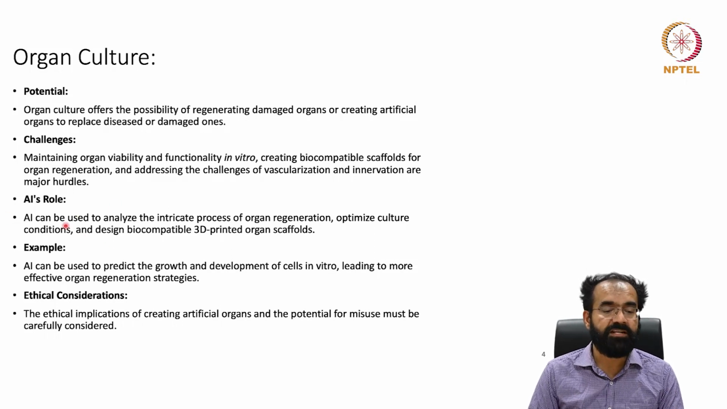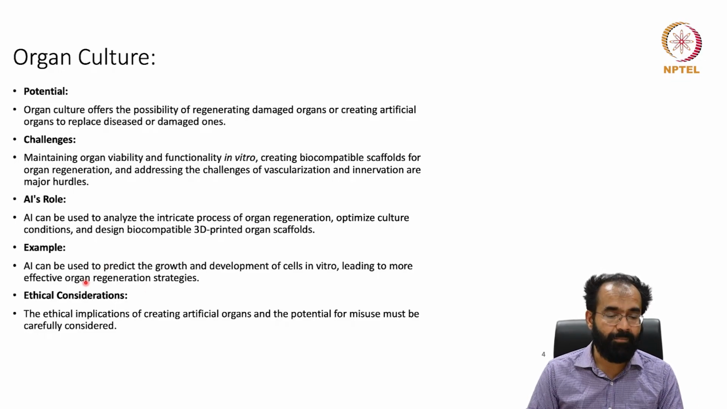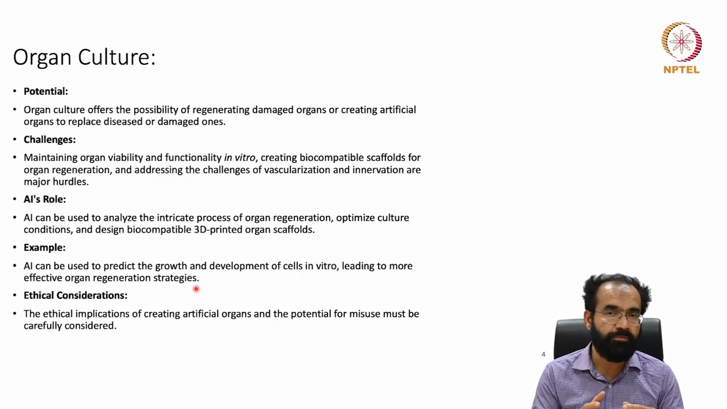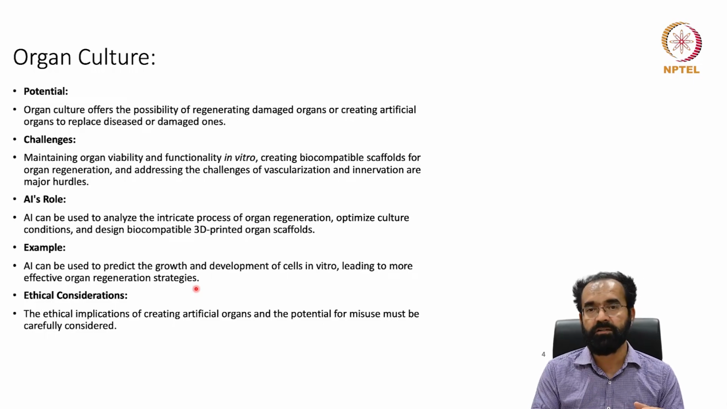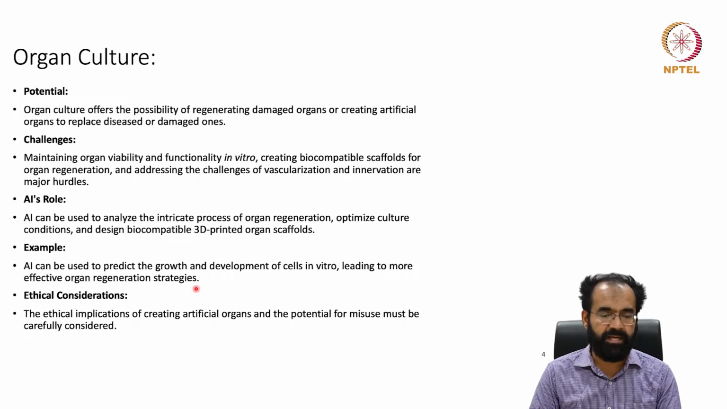And here also artificial intelligence plays a major role. AI can be used to analyze intricate processes of organ regeneration, optimize culture conditions, and design biocompatible 3D printed organ scaffolds. So all these angles, the AI can come into picture. For example, AI can be used to predict the growth and development of cells in vitro, leading to more effective organ regeneration strategies. If you have a given cell or tissue in your hand, you can predict what is the best medium that can be used, how fast it can grow, etc., based on a lot of other parameters that are available for the AI to analyze.